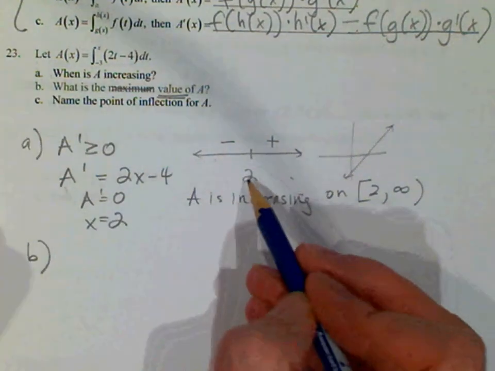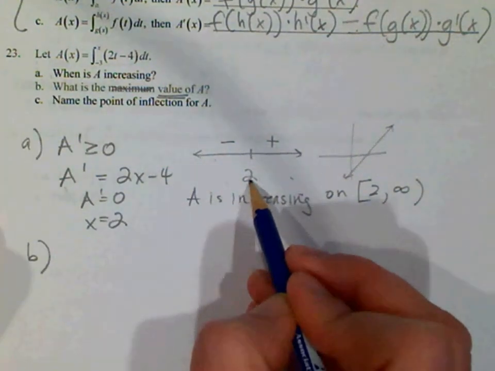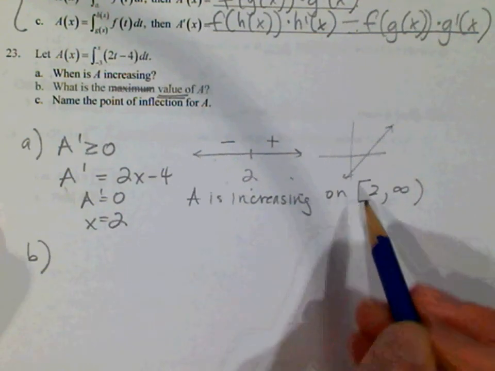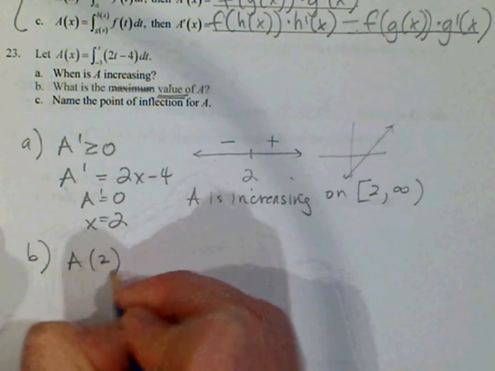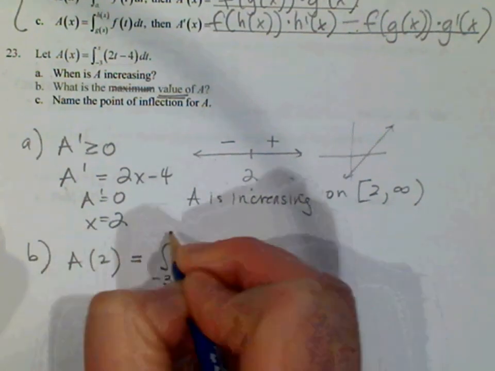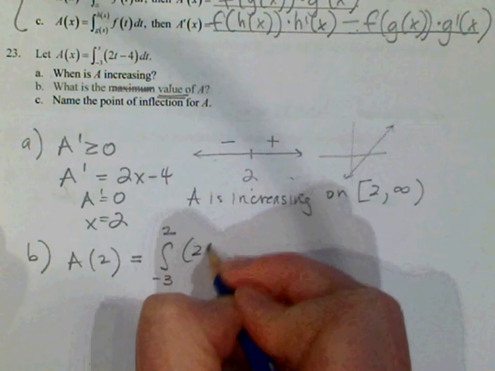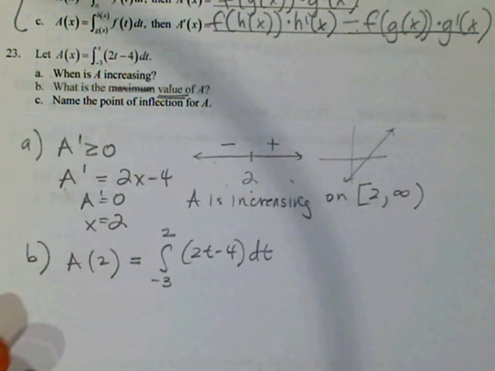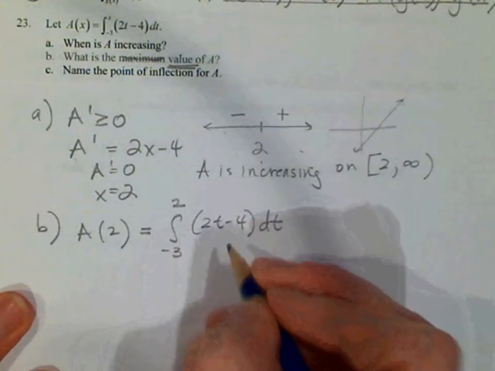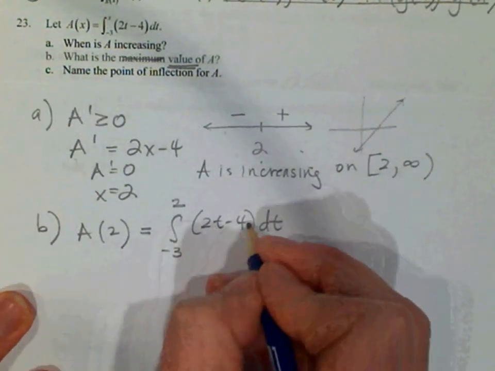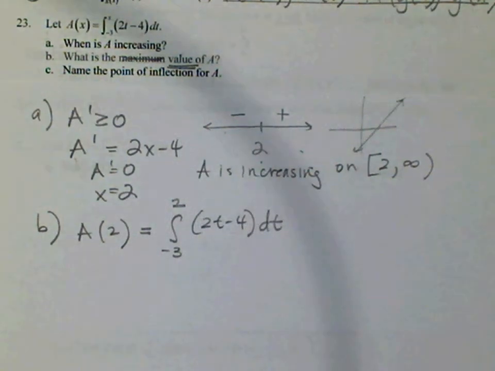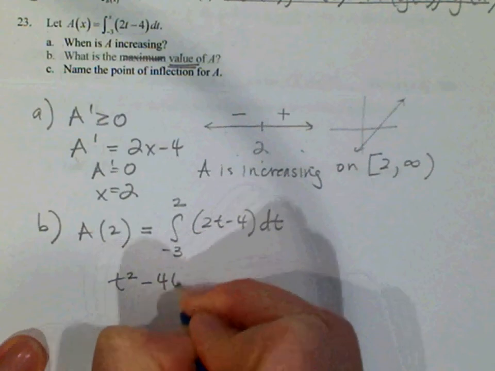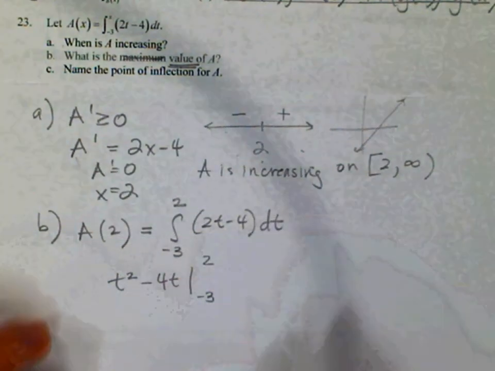So if I wanted to find the minimum value, I know that it occurs at 2, but then I just have to figure out what it is. So A at 2 would be equal to the integral from negative 3 to 2 of 2t minus 4 dt. And if I want to figure out that value, then I'm going to use my first fundamental theorem of calculus, find the antiderivative. I guess you could find the area underneath the curve if you'd like, but I think it's just as easy to say I need t squared minus 4t from negative 3 to 2.